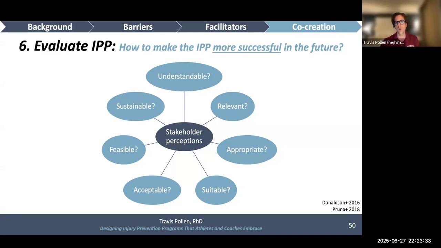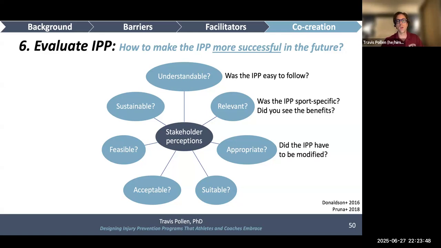So first of all, was the program understandable? Was it easy for them to follow? Did we succeed at speaking their language? Could they see the relevance in terms of the sport and the benefits? Could they see how it was sport specific? Were the benefits tangible to them? Was it appropriate? Was it matching the capacities, the abilities of the performers, or did they have to modify things in some way to make it easier? So sometimes modifications are necessary, but we don't want them changing it so much that it loses its fidelity.